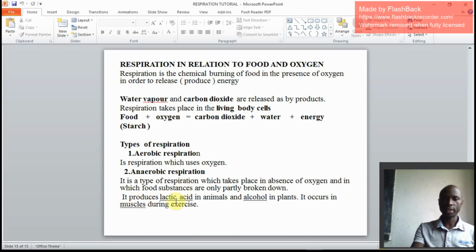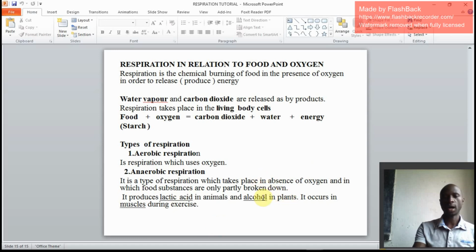So it produces lactic acid in animals, and when you don't have enough fats in the body, there will be generation of lactic acid. Or when starch is no longer in the body, then the body starts converting fats. We shall have accumulation of lactic acid in muscles. That's why sometimes you will feel some pain in muscles.